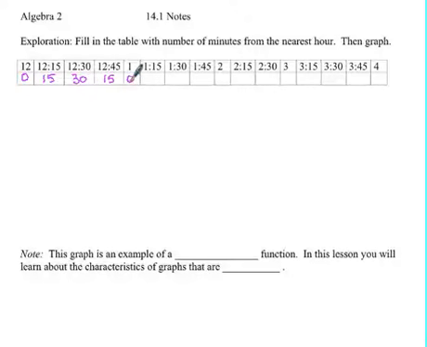Then do you see the pattern? And I think I had a teeny tiny typo in here. This is supposed to be 2:45 in between. So it's going to have a pattern of 15, 30, 15, 0. 15, 30, 15, 0. Do you guys see that pattern?